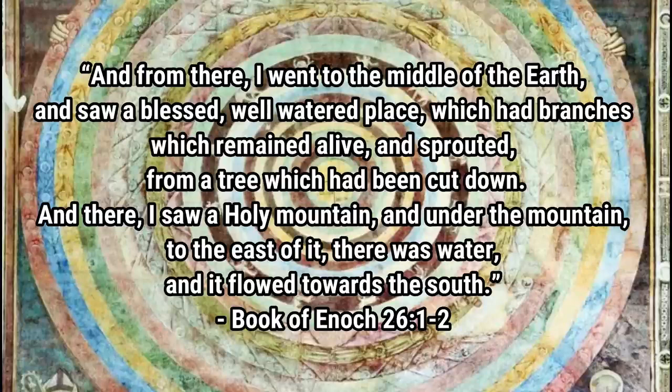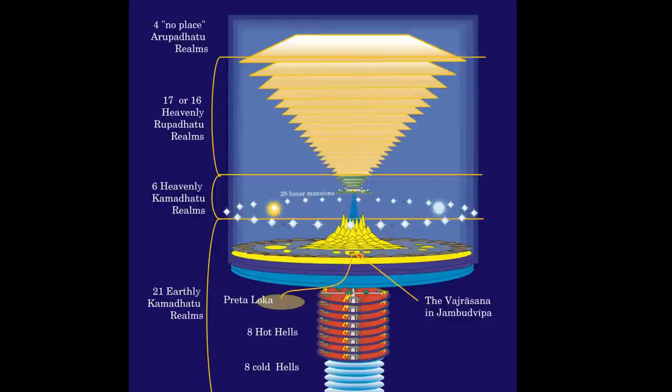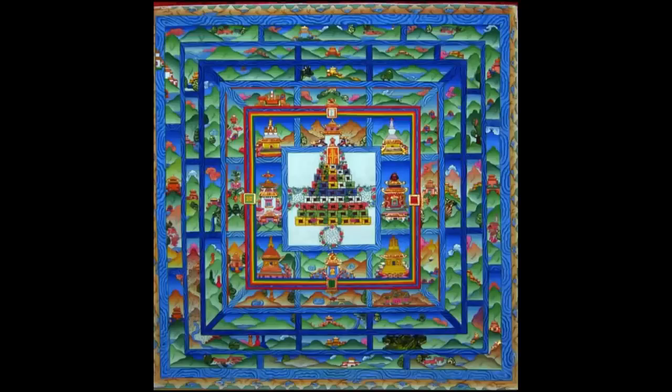And there I saw a holy mountain, and under the mountain, to the east of it, there was water, and it flowed towards the south. All cultures have their own versions of this central axis, Mount Meru, or what the Bible refers to as the Tree of Life. Heaven's altar right here on earth.